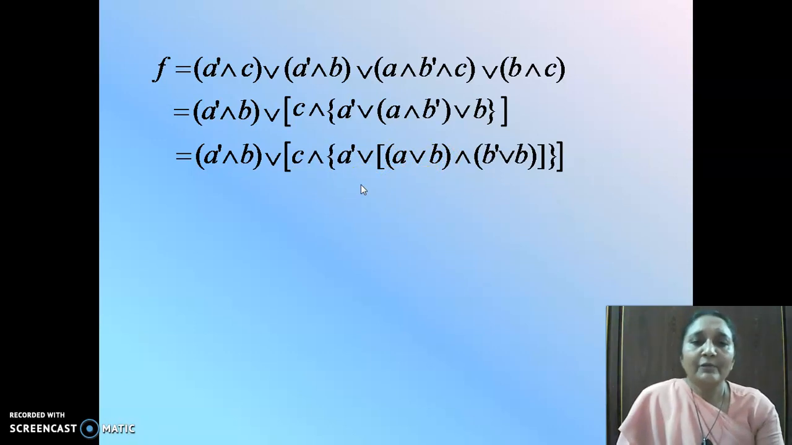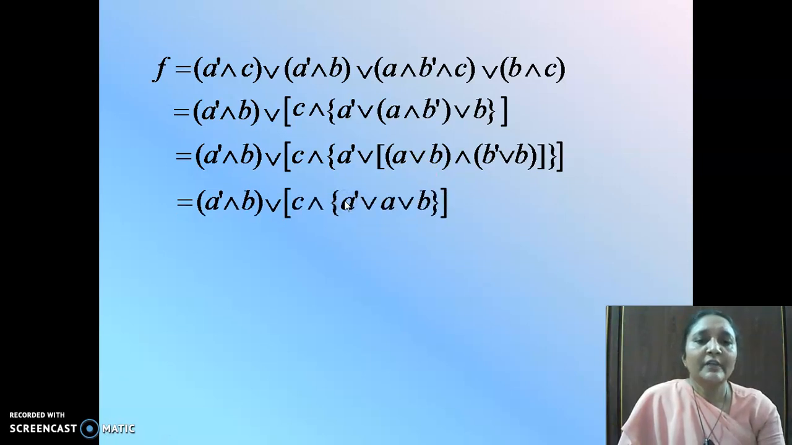Now you know B dash join B value is equal to 1. So 1 meet of A join B is equal to A join B. So you have A dash meet B join of C meet A dash join A join B. Now here also I have the join operation, so we can remove the bracket. So you have the value A dash join A join B. Now here again A dash join A value is equal to 1, and 1 join B is equal to 1.